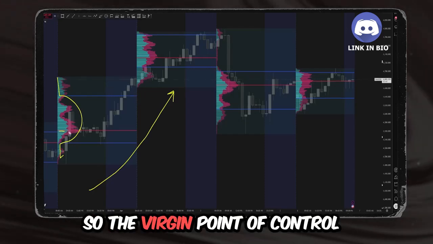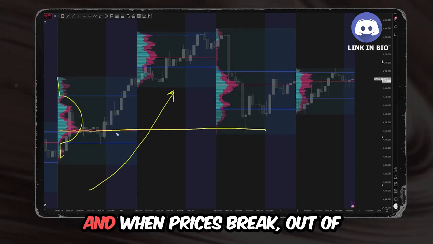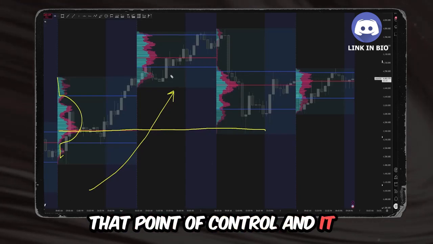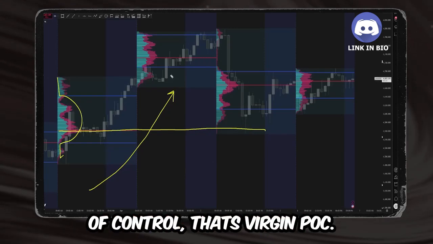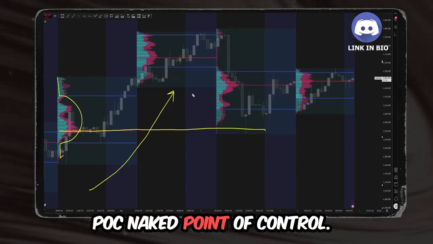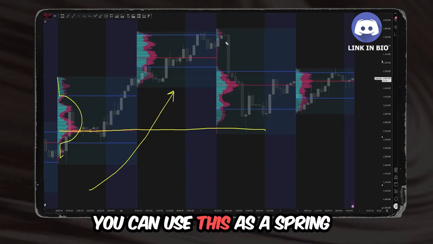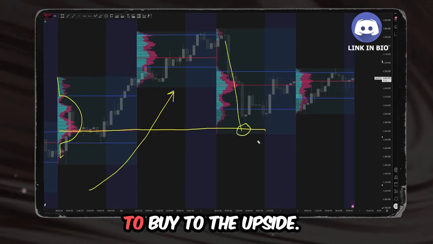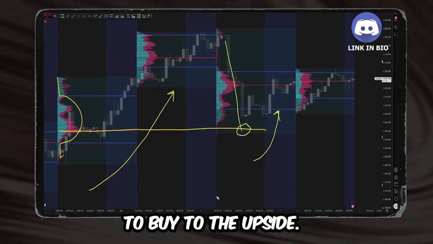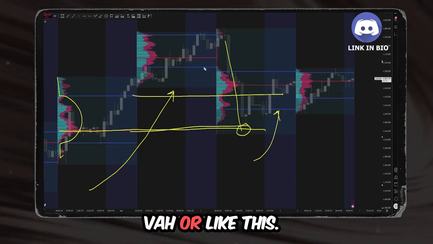So the virgin point of control is this very beautiful level, and when price breaks out of that point of control and does not retest that point of control, a divergent POC, sure, we can call it that way, what I call the virgin POC, naked point of control that is untapped, fresh. You can use this as a spring to buy to the upside. So you can take a buy right here, target value area high, or like this.